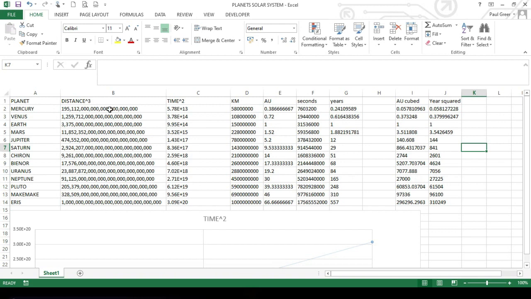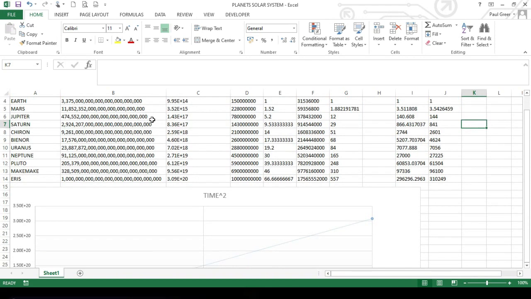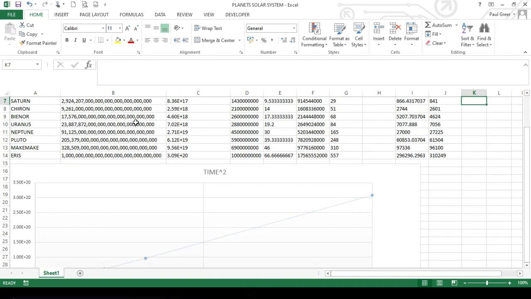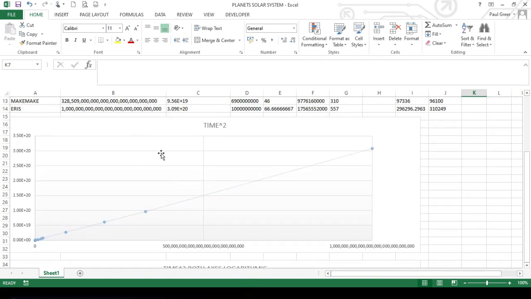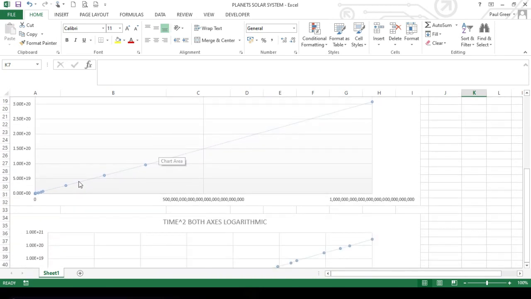Now what I asked you to do last week was to square the distance in kilometers. So this is the square of the kilometers, and this is the cube of the kilometers. This is the square of the distance. And when you did these two properties for each planet, and you plotted the distance cubed along the x-axis against the time squared, you got a nice straight line.